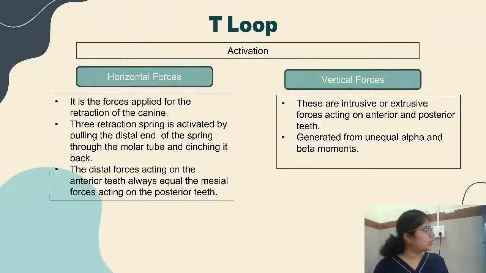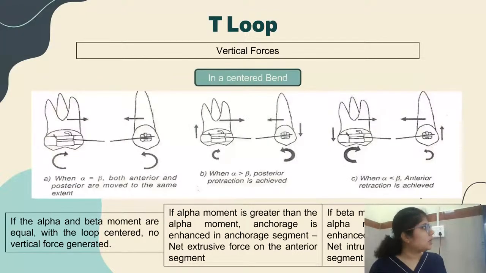So both retraction and intrusion and extrusion can be done, generated from unequal alpha and beta moments. So in a centered bend, if the alpha and the beta moment are equal with the loop centered, no vertical force is generated. If the alpha moment is greater, if the bend is greater than the alpha beta moment, anchorage is enhanced in the anchorage segment, anterior segment.